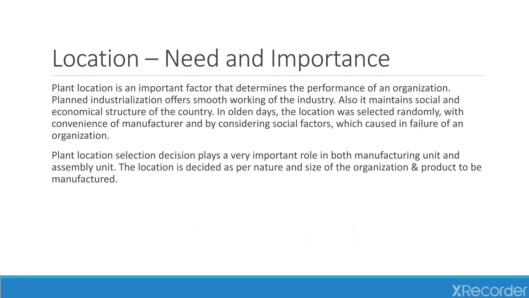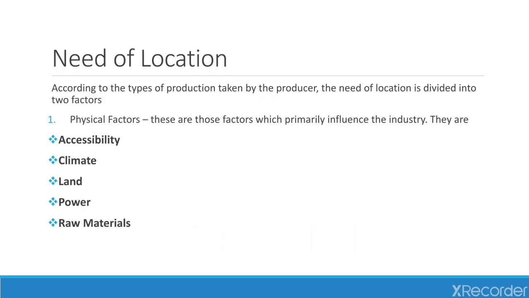In older days, the location was selected randomly by the preference or the convenience of the manufacturer, which led to the failure of many organizations. A plant location is a very important decision for both the manufacturing unit and the assembly unit. The location is decided as per the nature and size of the organization and the product to be manufactured.